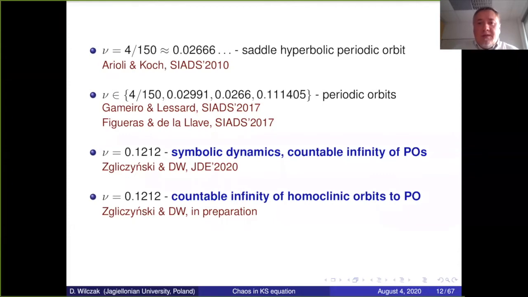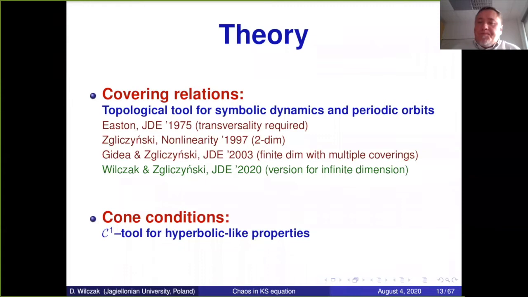Okay, so now I would like to switch to the theory. What kind of tools do we need for those proofs? The proof consists of two theorems. One of them is topological, the second requires some C1 conditions. To obtain symbolic dynamics, we are using so-called covering relations, but this method is now adapted to infinite dimension. It was known for finite dimensional systems for many years. The theory goes back to Easton and his paper in the Journal of Differential Equations from 1975.